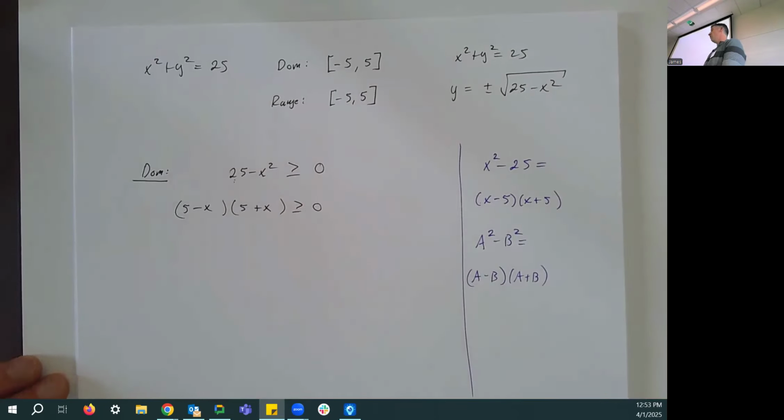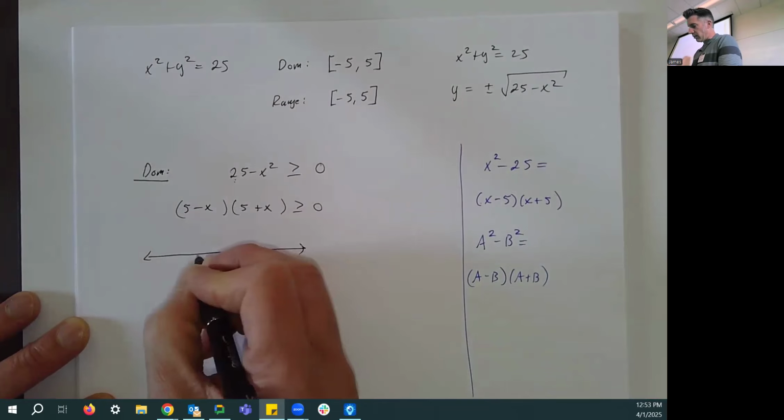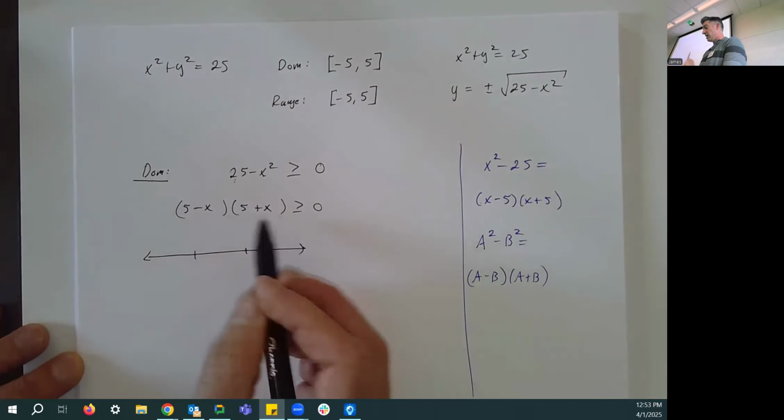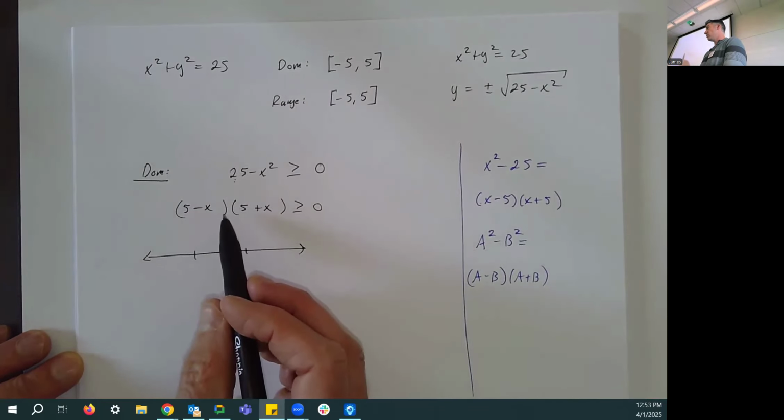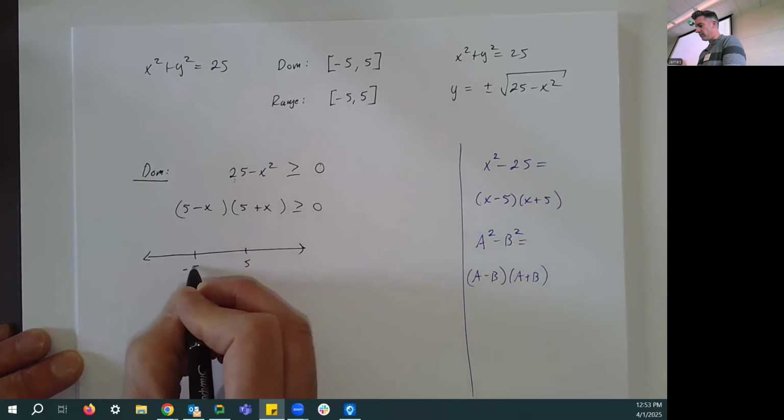And then to solve this inequality, I would use the number line. I would always use the number line, unless it was a linear inequality, meaning if we just had x to the first power. If you have any other powers of x, you almost always want to factor and use the number line. So I'm going to put my values of x that make this equation equal to 0. So x could be positive 5, x could be negative 5.